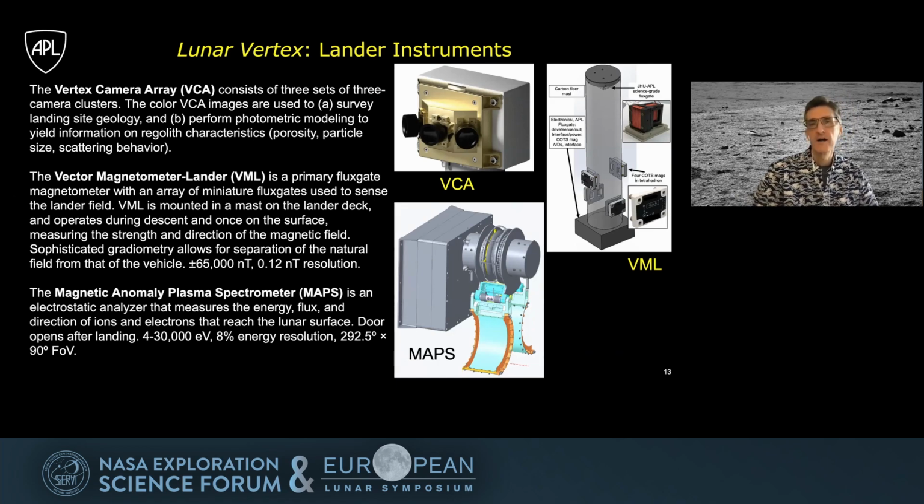Now, importantly, the magnetometer will make measurements during descent as well as afterwards on the surface. That descent profile of the magnetic field strength and direction is really key for helping to constrain the nature of the magnetic source. And we have a solar wind spectrometer to measure ions and electrons in the plasma energy range that are incident on the surface of the moon.